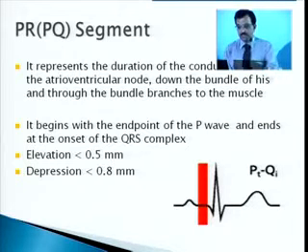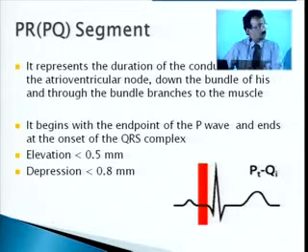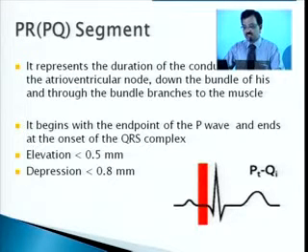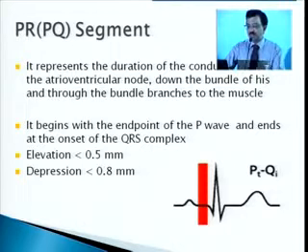Now coming to the PR segment, which is very important. It's also called the PQ segment. It represents the duration of conduction from the AV node down the bundle of His and through the bundle branches to the muscles, until complete ventricular depolarization. It begins at the end of the P wave and ends at the onset of the QRS complex. So that is the PR segment.